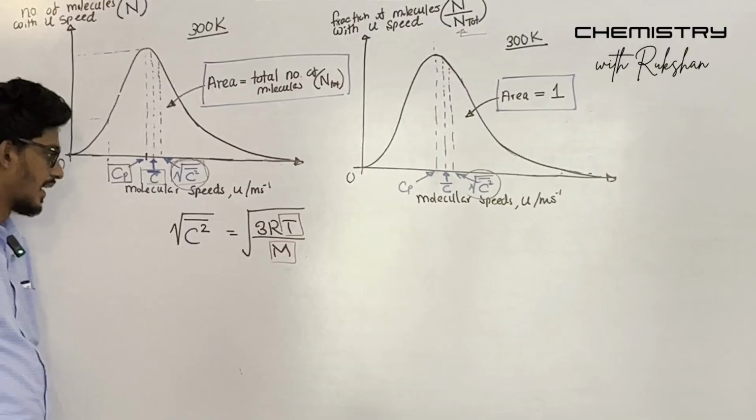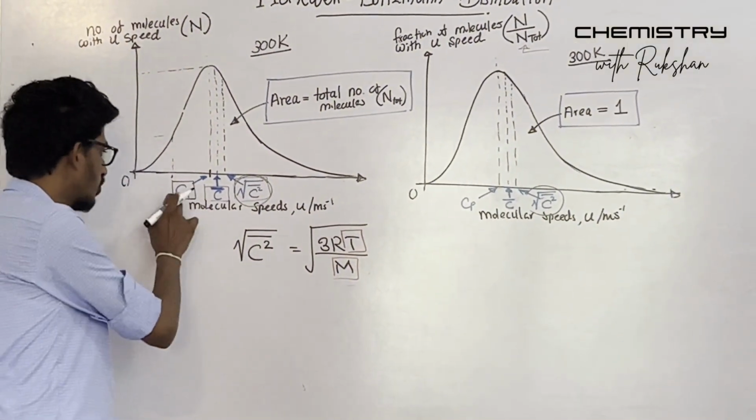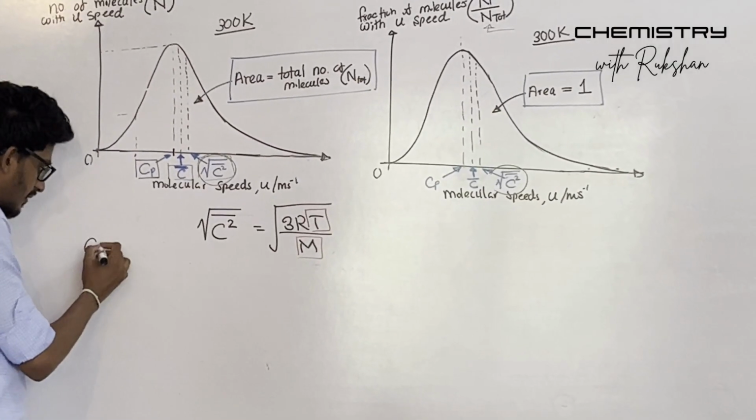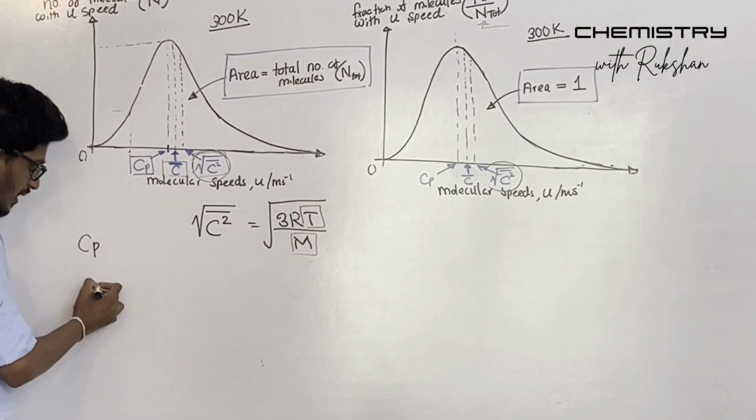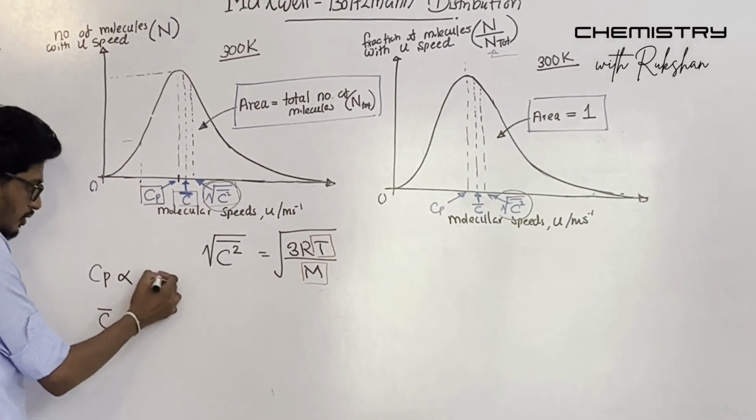Those depend. And scientists have found that the other two parameters, the C peak as well as C bar, are also proportional to root mean square speed, c squared bar.